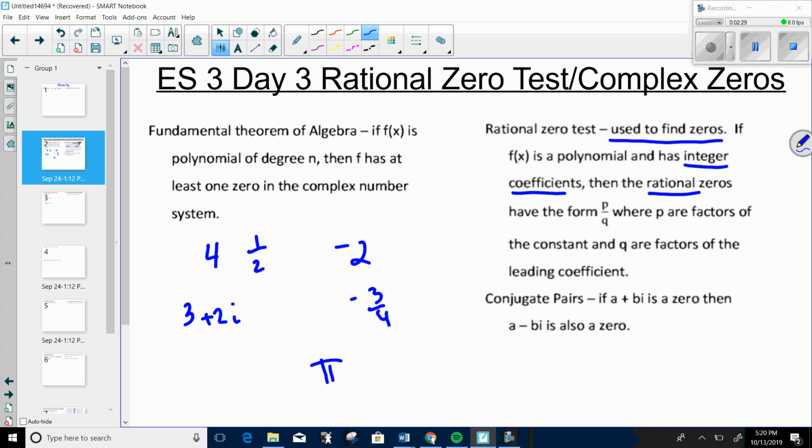Another definition we're going to talk about is the conjugate pairs. What the conjugate pairs theorem says is, if you have a zero or a solution that is a plus bi, so like, to use an example with real numbers, 3 plus 2i, then 3 minus 2i would also be a solution. And that's what that's saying, so if you have a complex number, you're going to have two of them. And that comes from where i comes from. i comes from the square root, and what is in front of the square root in the quadratic formula? The positive and the negative sign. So you have a positive and a negative, and that's why you have the conjugate pairs theorem.